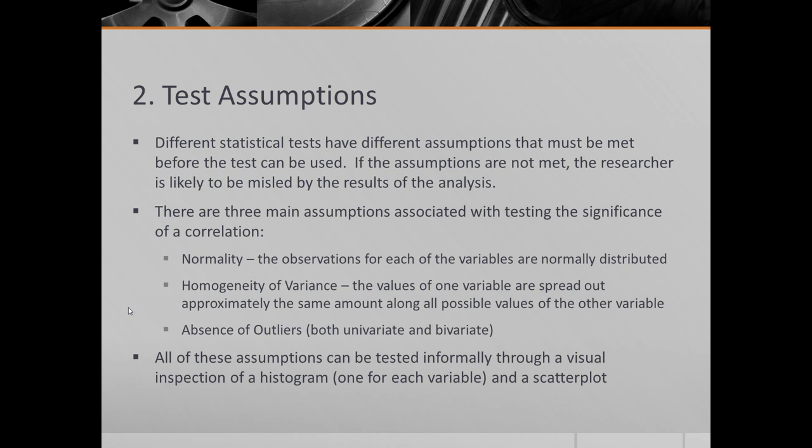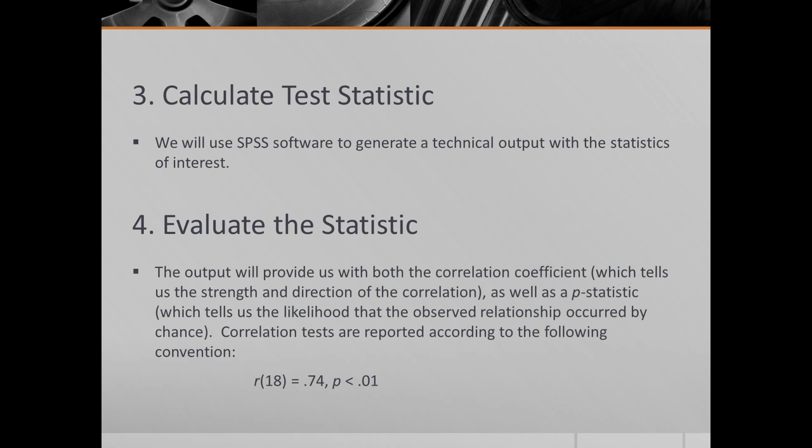All of these assumptions can be tested informally through a visual inspection of a histogram, one for each variable, and a scatter plot. Of course, there are more informal ways and more formal ways to do this, and we'll look at the more informal ways this time around so you can get the idea. But all the techniques we learned before about testing these assumptions, for example, creating standardized values, would of course apply here as well.